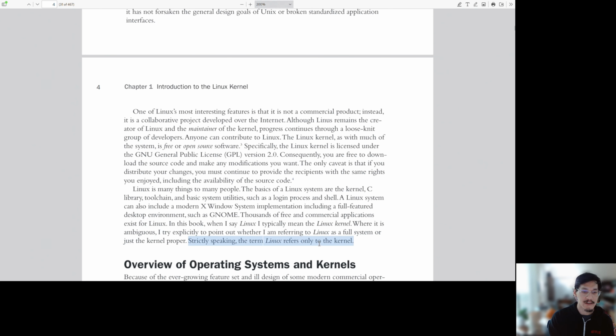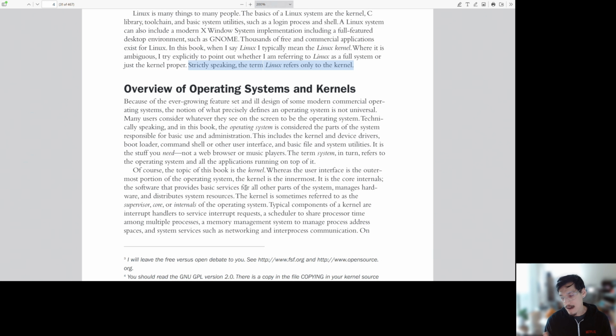Okay, so when we say Linux, we really think about the kernel, not like a distribution of Linux, which is like Ubuntu, Fedora. Those are distributions. But when we say Linux, we were really talking about the kernel.